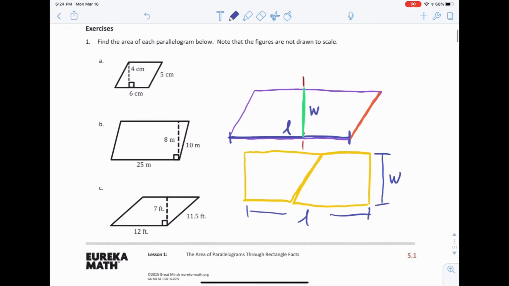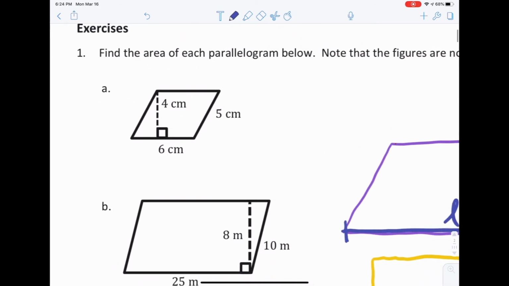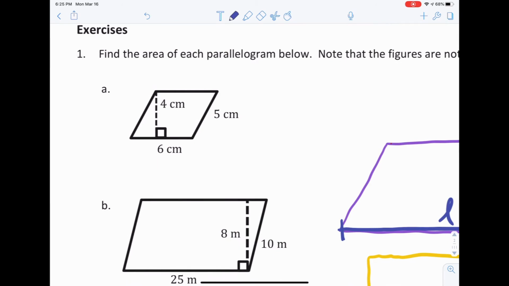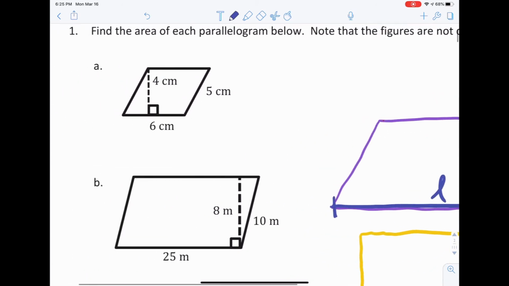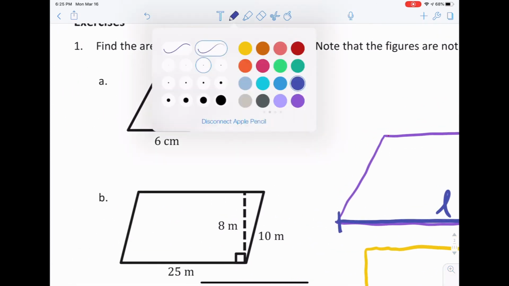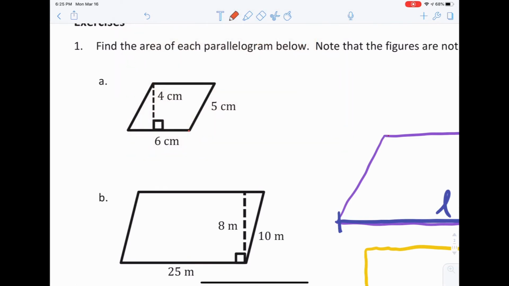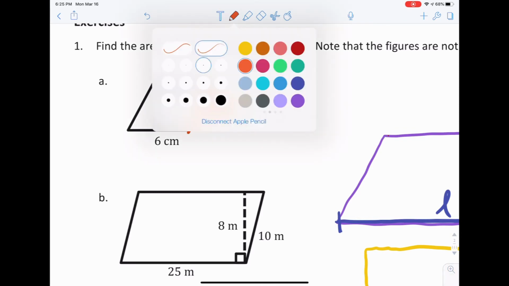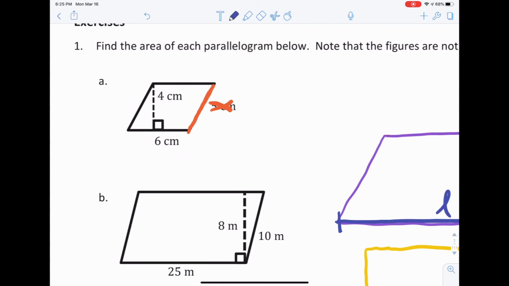So I look at question A, and question A gives me 3 numbers. They're trying to fool me. They're trying to trick me. First of all, I want to acknowledge that they gave me this 5 centimeter piece here. I don't care about that. Not necessary, because what I need in order to find the area of a parallelogram: area equals base times height, or length times width, however you want to see it, but base times height.